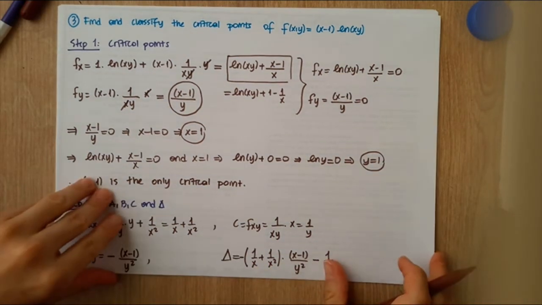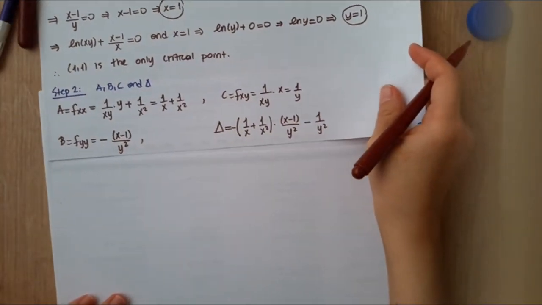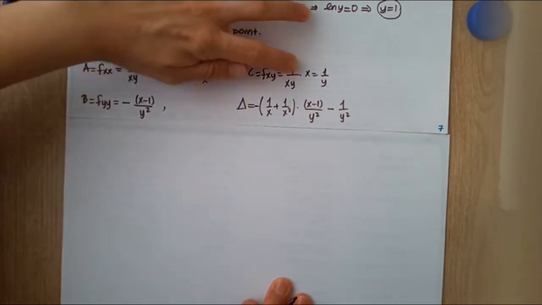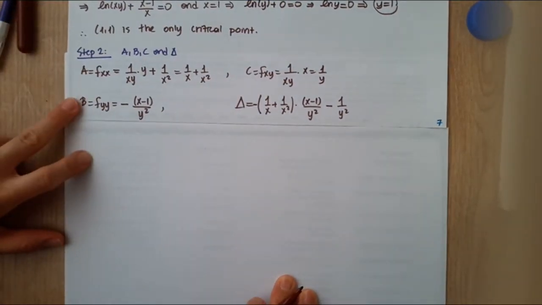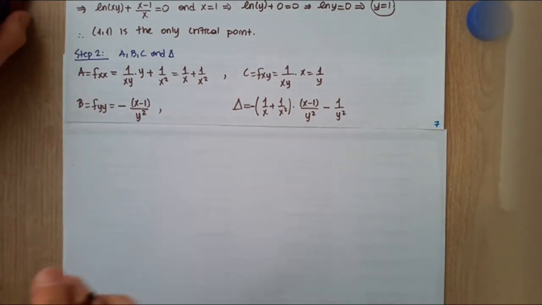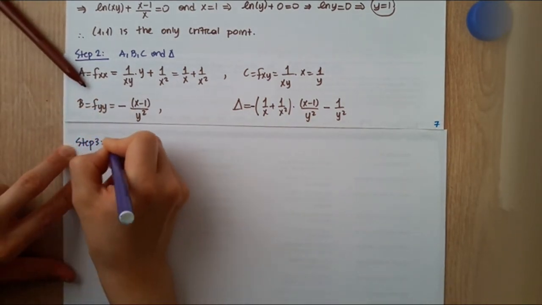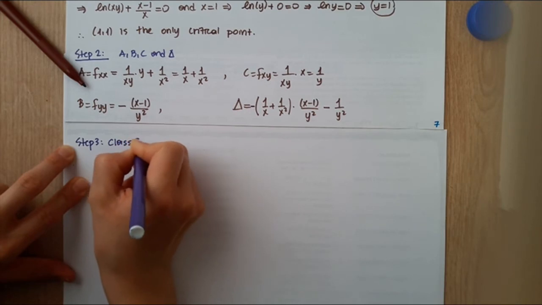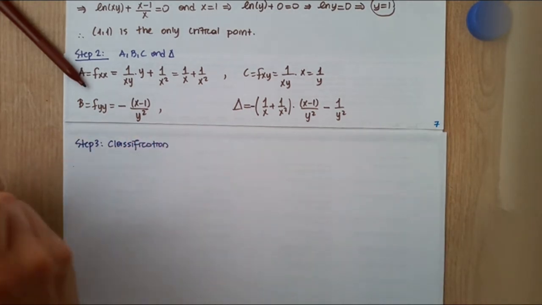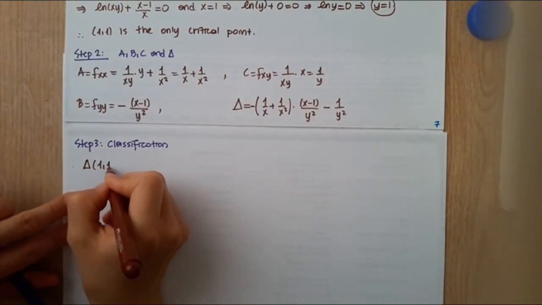Okay, so it's time to classify 1. We know what a is, we know what delta is. First of all, to classify, step 3, classification. To classify a critical point 1, I will substitute 1 in delta.